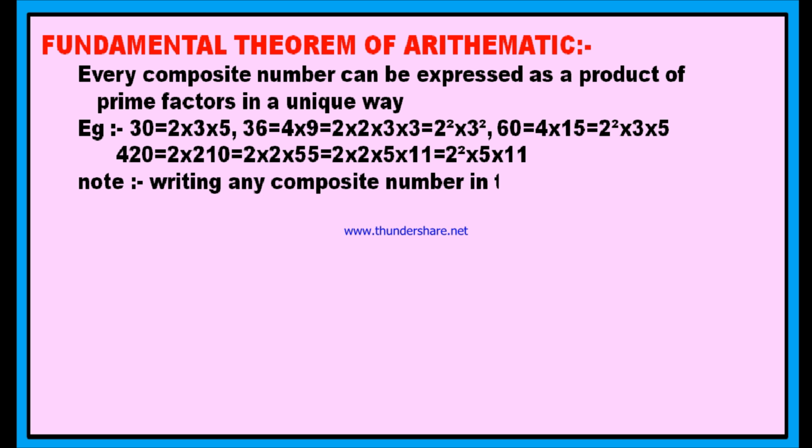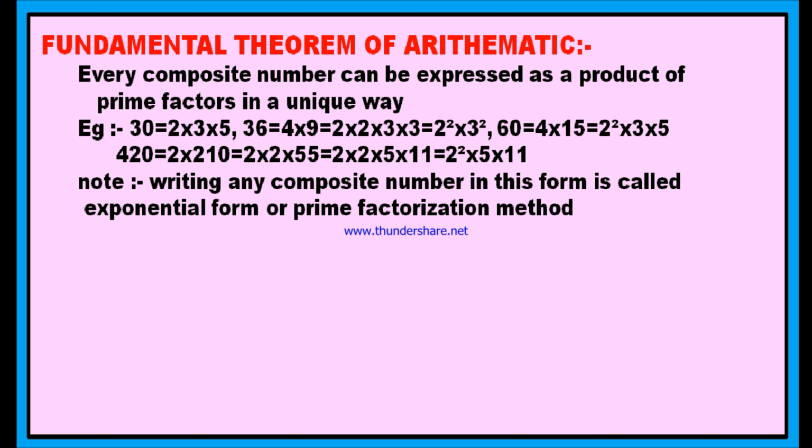Note, writing any composite number in this form is called exponential form or the prime factorization method. You see, you wrote 30 as 2 into 3 into 5, and you wrote 36 as 2 square into 3 square. You wrote 60 as 2 square into 3 into 5. We wrote 420 as 2 square into 5 into 11. All these numbers can be written as the product of prime numbers. This type of writing all these numbers is called exponential form, and the method is called the prime factorization method.